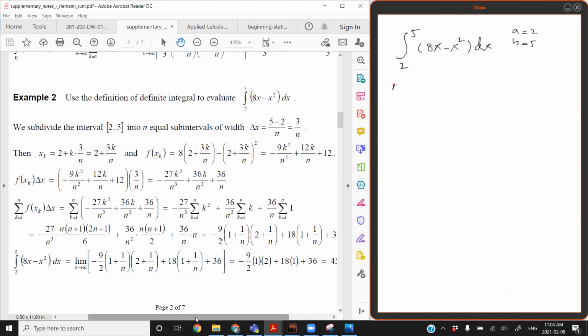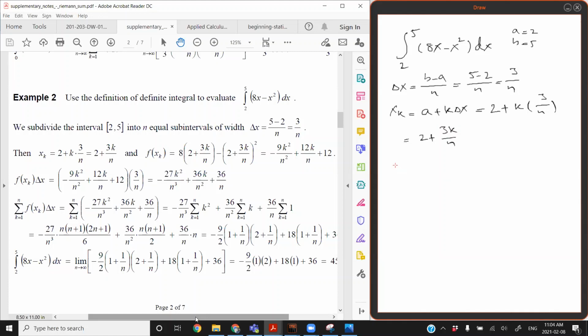Same story. You have to find first what delta x is. It's going to be b minus a over n. In this case, 5 minus 2 over n. That's going to be 3 over n. Then you need to figure out what xk is. Xk, the formula is a plus k times delta x. What is a? 2 plus k times delta x, 3 over n. That's going to be 2 plus 3k over n. We're good so far?